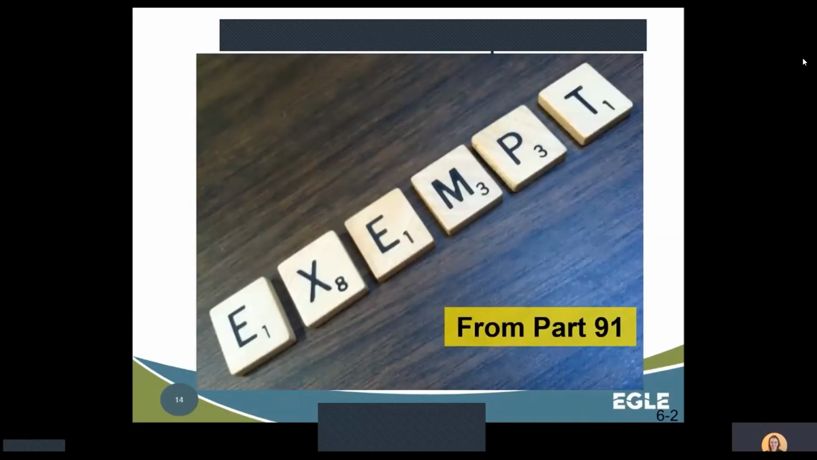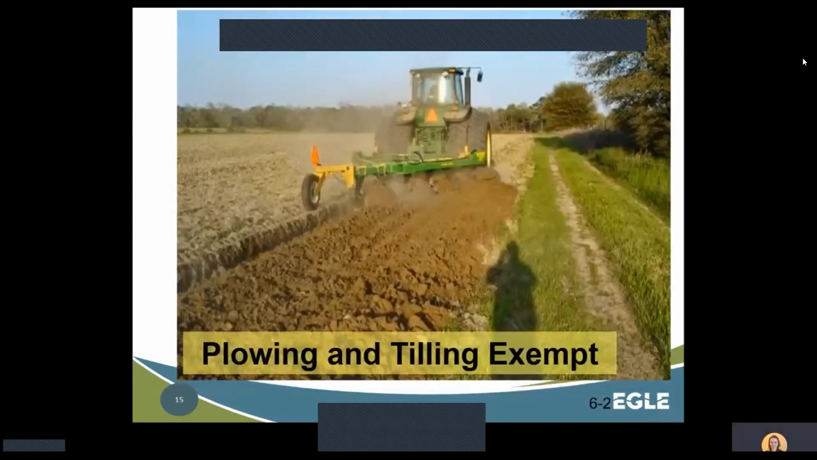The next few slides will provide an overview of permit exemptions. However, the statute and rules should be consulted for specifics. In addition, please note that only plowing and tilling is exempted from the definition of an earth change in Part 91. Therefore, all of these other exemptions are exempt from permitting requirements only, but may still be subject to enforcement provisions.